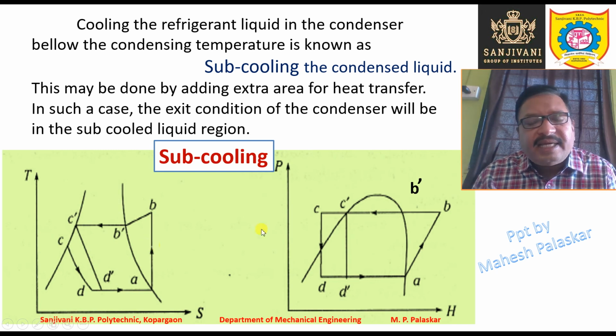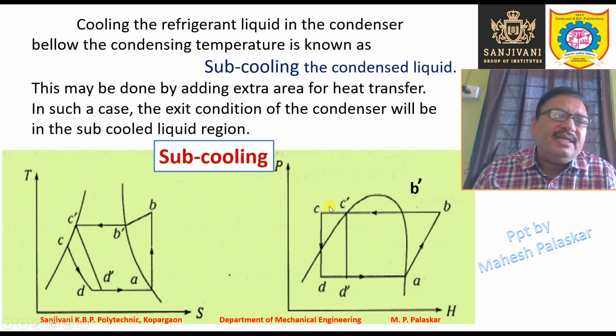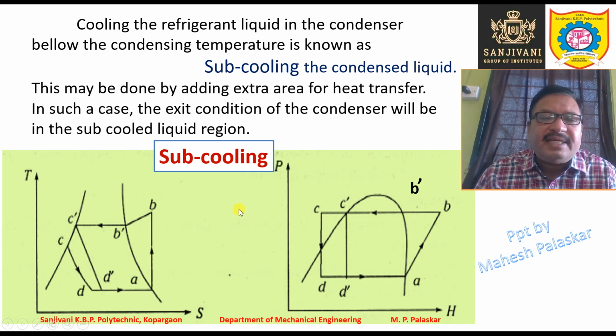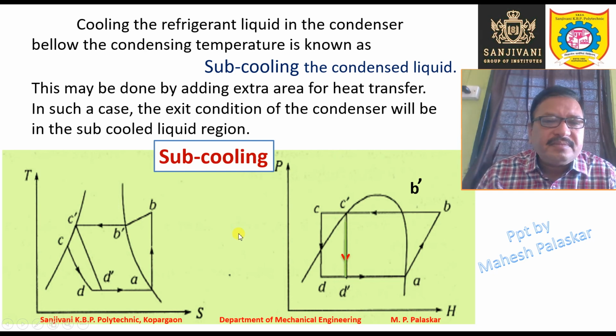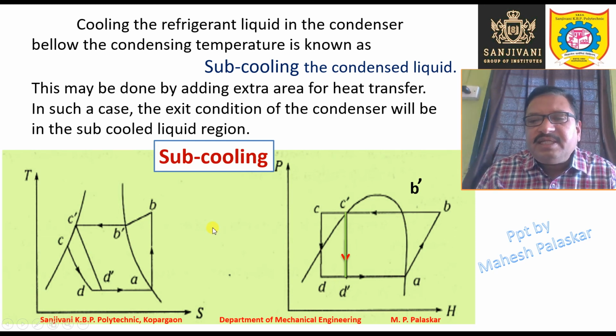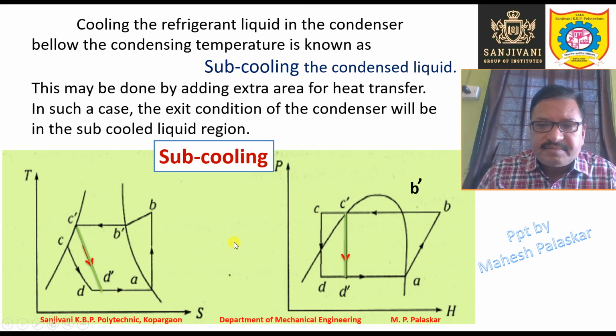So again, this is the diagram for the cycle when subcooling is done. Vapor compression refrigeration cycle with subcooling. This is the TS diagram and this is the pH diagram. So C dash D dash is not the expansion process with subcooling, but CD is the expansion process with subcooling. So here with subcooling the cycle is like this: A, B, C, D, A. Here also you can see A, B, then B dash, C dash, C, D, A. So this is the cycle with subcooling.